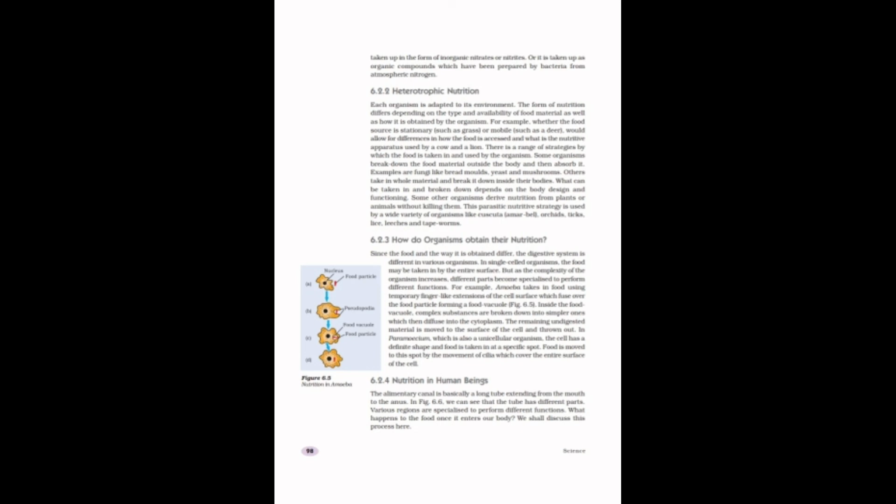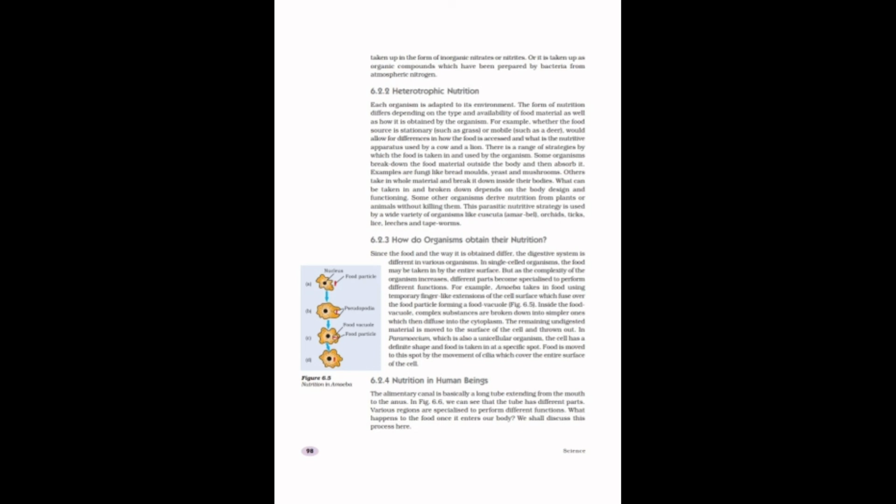Some organisms break down the food materials outside the body and then absorb it. Examples are fungi like bread molds, yeast, and mushrooms. Others take in whole material and break it down inside their bodies. What can be taken in and broken down depends on the body design and functioning. Some other organisms derive nutrition from plants or animals without killing them. The parasitic nutritive strategy is used by a wide variety of organisms like Cuscuta, bracket fungi, ticks, lice, leeches, and tapeworms.